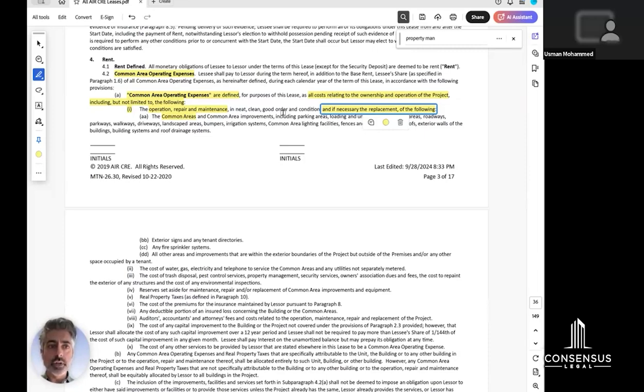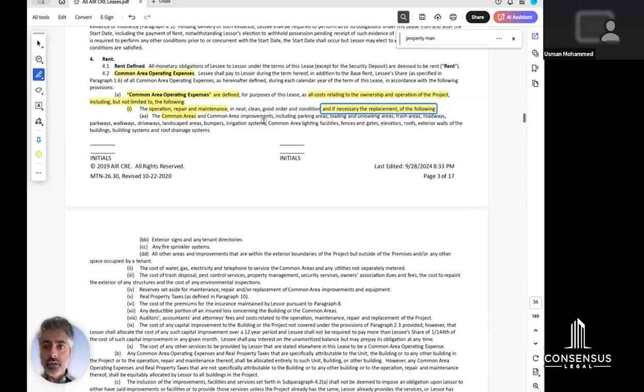So what's an example of replacement? A big one many of you know about is roof replacement, right? If the roof needs to be repaired, it needs to be replaced, excuse me, under this net lease, lessor can pass through the cost to lessee.